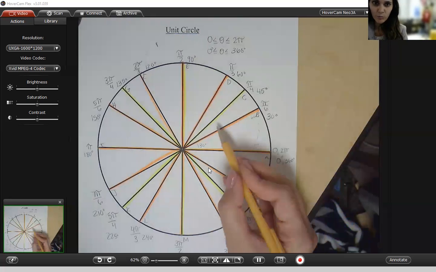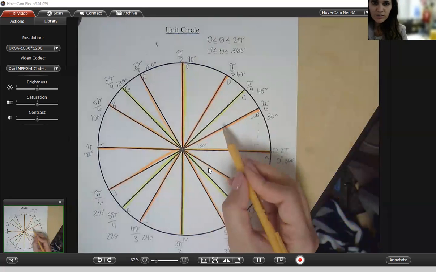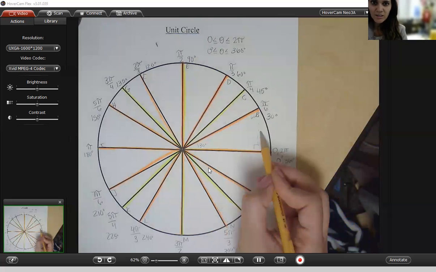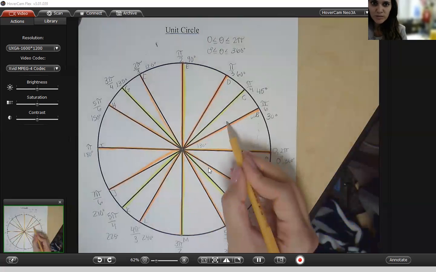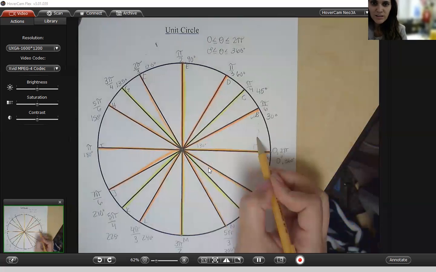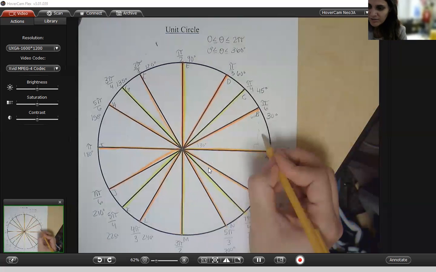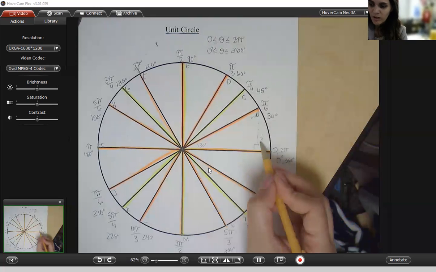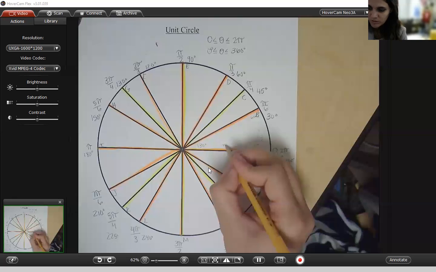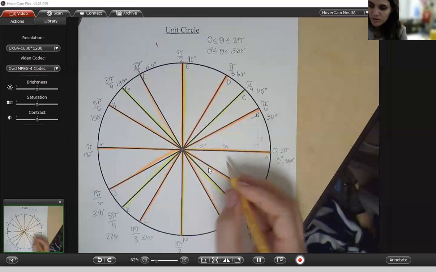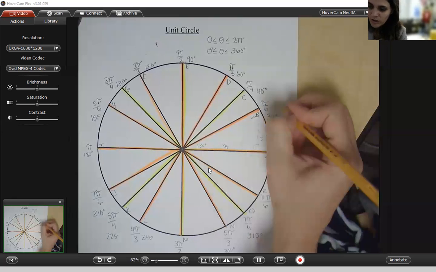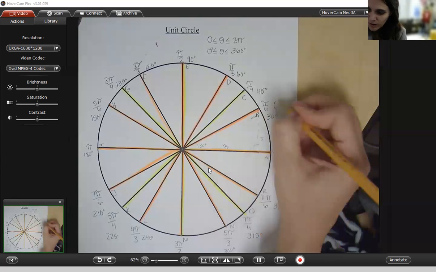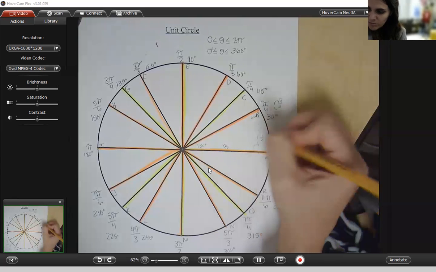Again, this should be review. I have a radius of 1. In a 30, 60, 90 triangle, the short side is going to be half the radius, and my short side is across from 30 degrees, so I know that this is 1/2. My long side is going to be 1/2 times rad 3, which is rad 3 over 2. So what is my coordinate here? I've gone over to the right rad 3 over 2, and I've gone up 1/2.